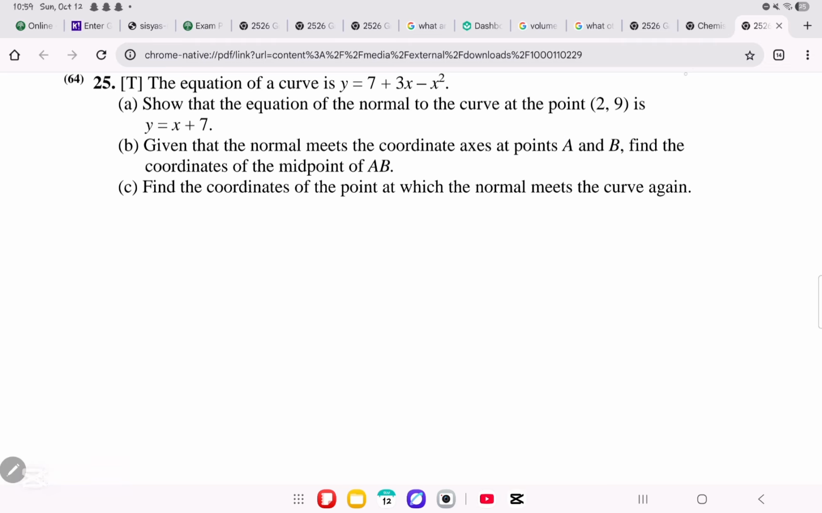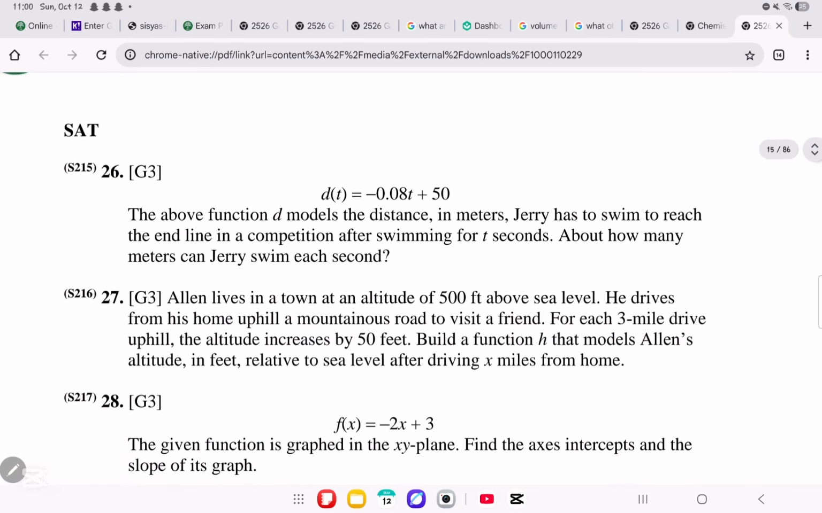Okay, 25, we already did exactly the same. However, to find the midpoints, you just need to take what? You just need to take the two x's, add them together, divide by 2. And then the two y's, add them together, and then divide by 2. And this is how you will have your midpoint. So I'm not going to waste my time on these.